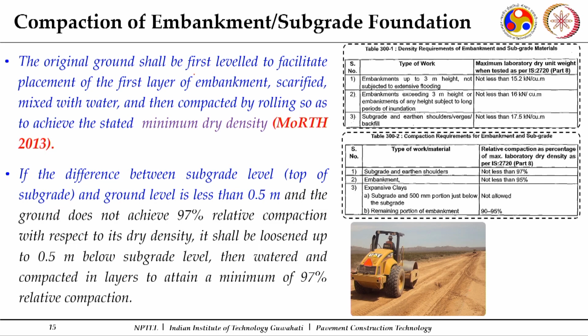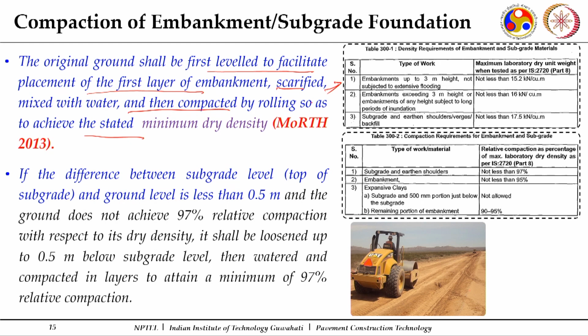So, we will first prepare the foundation over which our embankment or subgrade layers have to come up. The original ground shall be first leveled to facilitate the placement of the first layer of the embankment. So, initially the top layer can be scarified, mixed with water and then compacted by rolling so as to achieve the required density. If it is already an existing embankment, it needs to be recompacted because that compaction might have been done a few days before.